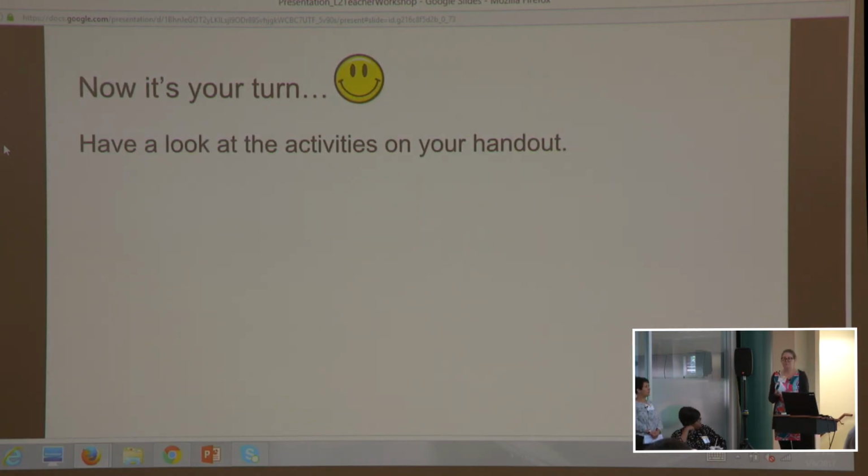And now it's your turn. On your handout for the last section, there's some activities for you where you can think about a similar phenomena in your language, spoken versus written language. Think of short forms, for example, and you can create some activities too.